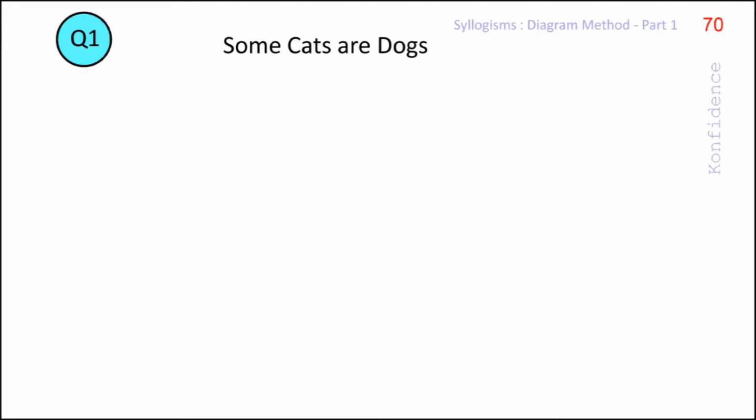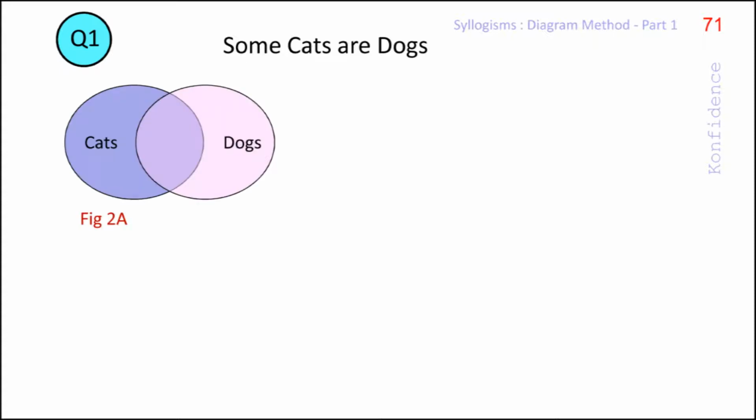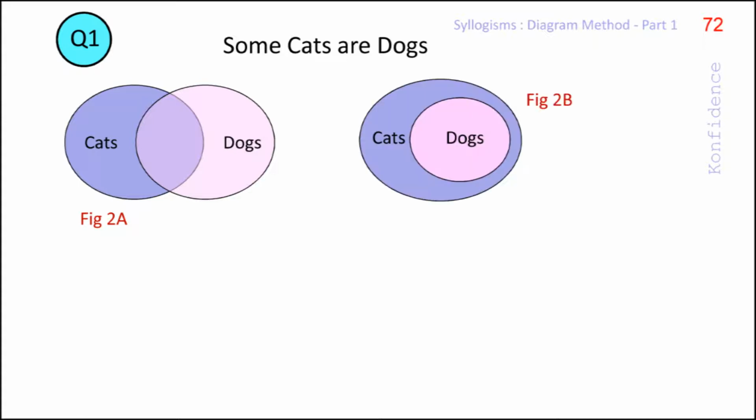Look at the second premise. Some cats are dogs. The possible diagrams that represent the relationship are given in the slide. The figure 2a is the one that naturally comes to all of us. There is no need of explanation there. There is a set of elements called cats and another set of elements called dogs, and there is a common overlapping area which represents elements which are part of both the sets. Look at figure 2b. The set cats is shown in light blue. Some of those are dogs. Here the set dogs has been shown completely within cats. That is also a possibility, isn't it?